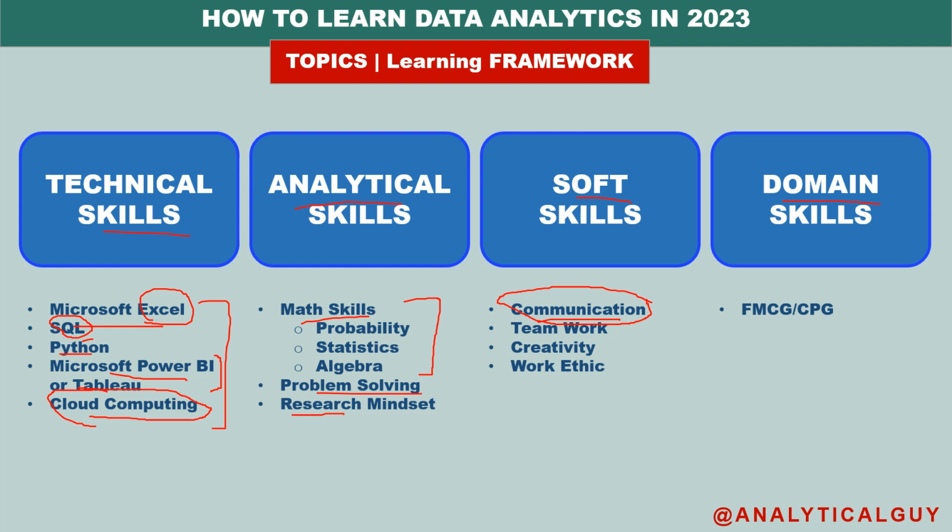For example, FMCG, CPG, which is fast moving consumer goods companies, so you can have this kind of domain skill set, or retail or banking, insurance, real estate, edtech. So there are so many domain skills apart from this as well. You need to figure out your own domain. If you have experience in a particular domain, stick with that. If you are a fresher, you need to figure out which domain you want to move into. Then you can read about various domains and figure out which is the best suitable domain for you.